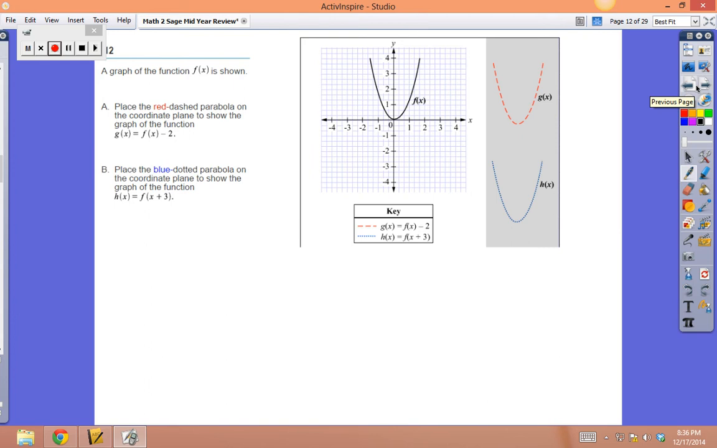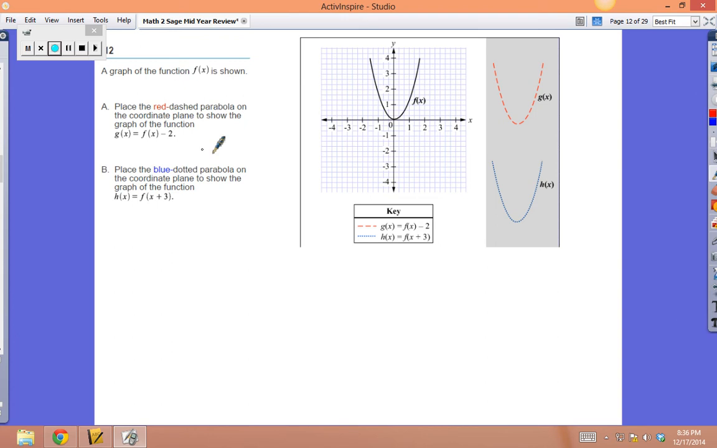Okay, number 12. Okay, these are awesome. We've done a bunch of these transformations. If you add outside of the parentheses, that's a vertical translation. If you add inside the parentheses, that's a horizontal translation. That slides left and right.